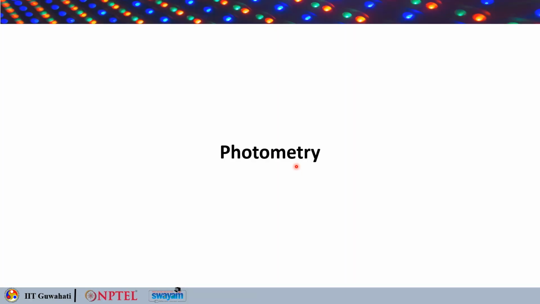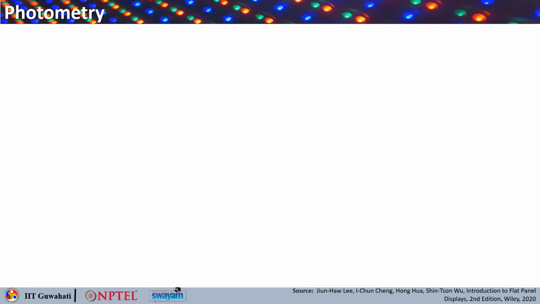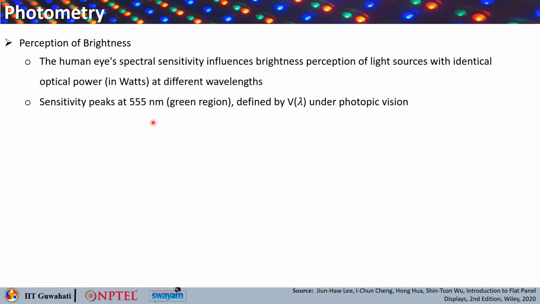So, with that we understood what colorimetry is and the color codes in place. Now, let us go into photometry, how we measure light. The perception of brightness is the first thing.